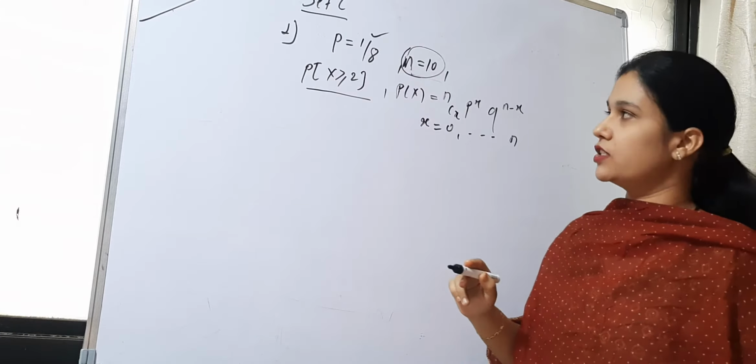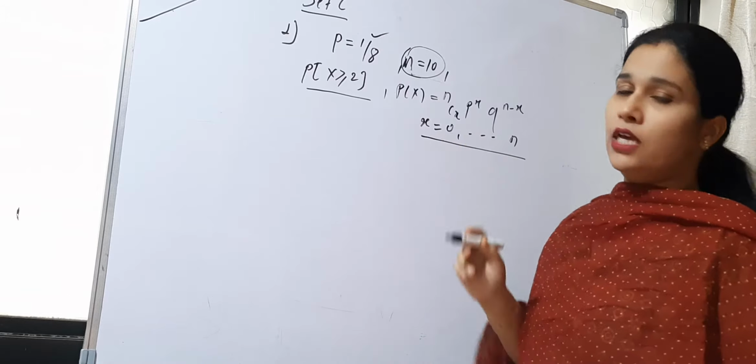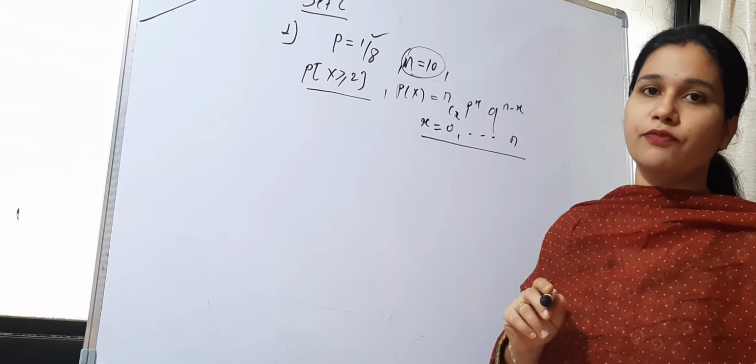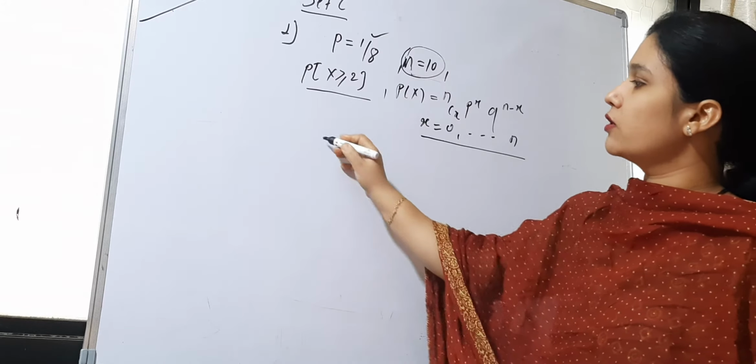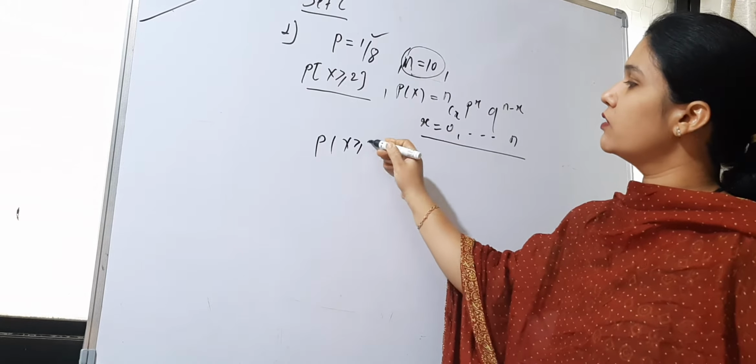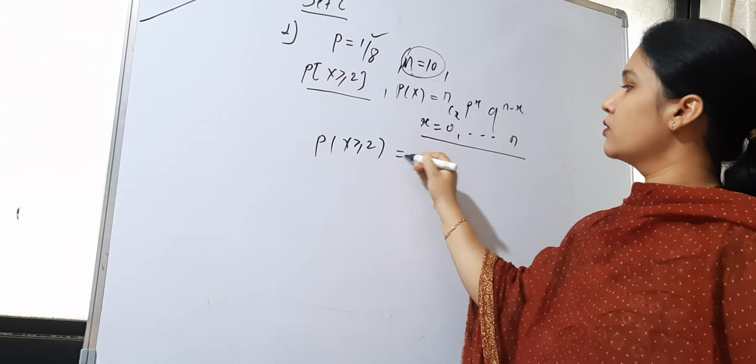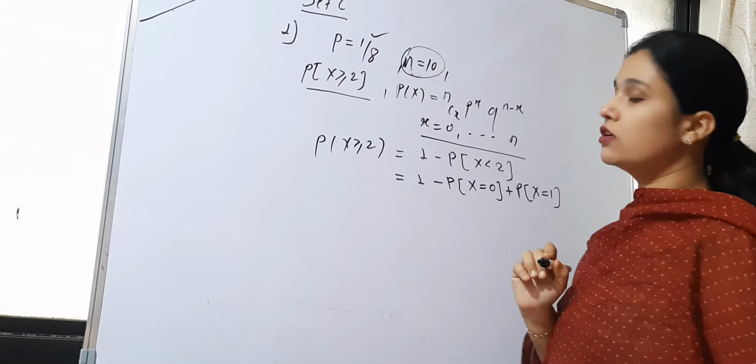But if you want to find the probability of x greater than or equal to 2, then x can take values from 2 to 10, because x ranges from 0 to n and n is itself 10. So it is very difficult to find the probability for 2, 3, 4 and up to 10. So we take its complement. The probability of x greater than or equal to 2, complement will be 1 minus the probability of x less than 2. So it will be 1 minus the probability of x equal to 0 plus the probability of x equal to 1.